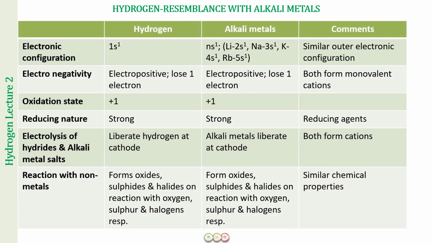So here we have a chart for you, giving you the complete detailed discussion that we've just had in the form of a chart, so that when you're revising your concepts, this takes less time. So this is the hydrogen and alkali metals resemblance chart. We have already discussed the electronic configuration, the electronegativity, both of them being electropositive in character, oxidation state for both of them being +1, reducing nature, both of them being strong reducing agents, both of them being liberated at the cathode when electrolysis of the hydrides and the alkali metal salts is done.